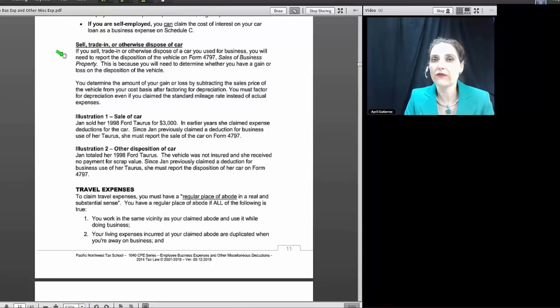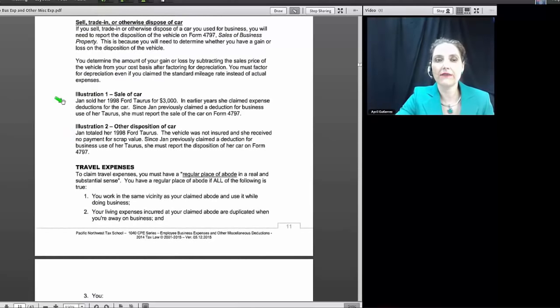You must factor for depreciation when you sell the vehicle, even if you claim the standard mileage rate instead of expenses. And here is an example. Jen sold her 1998 Ford Taurus for $3,000. In earlier years, she claimed expense deductions for the car. Since she previously claimed a deduction for business use of her Taurus, she's going to need to report the sale of the car on Form 4797. And one of the things that Form 4797 does is it asks for depreciation previously claimed.